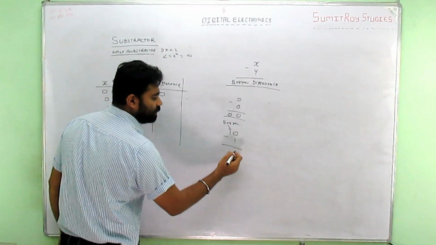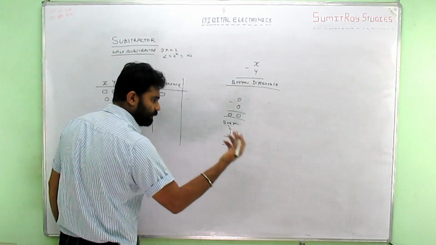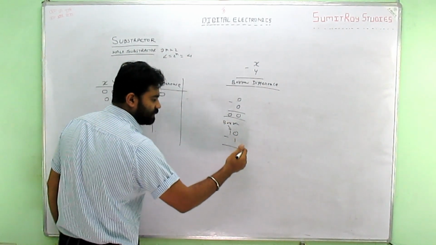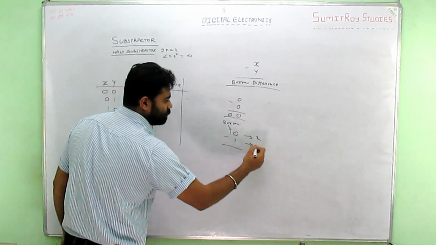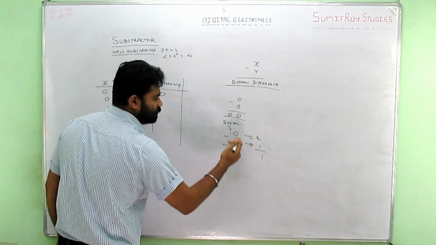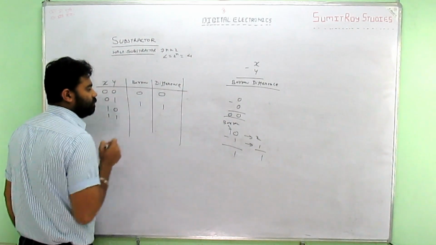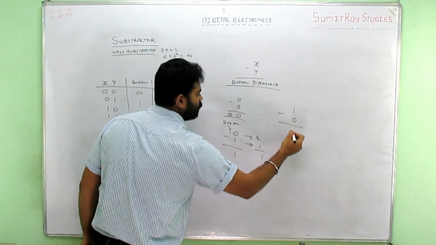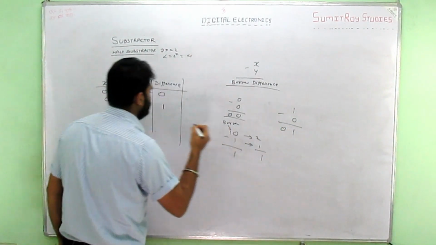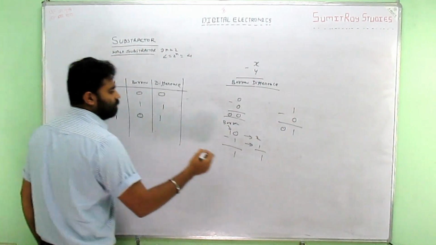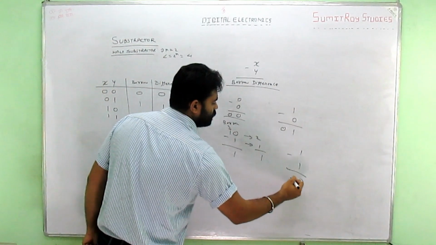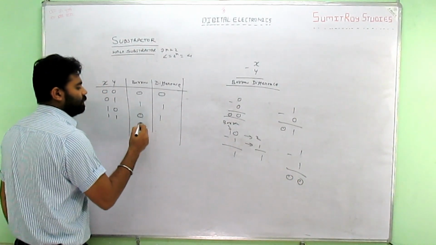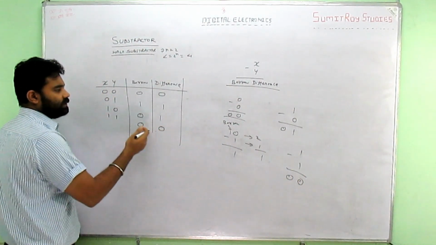Now 1 0 minus 1, in the decimal number system, represents 2 minus 1, which is 1, so 1. 1 minus 0, no borrow is required, directly 1, and borrow is 0. And 1 minus 1 is 0 and borrow is also 0.